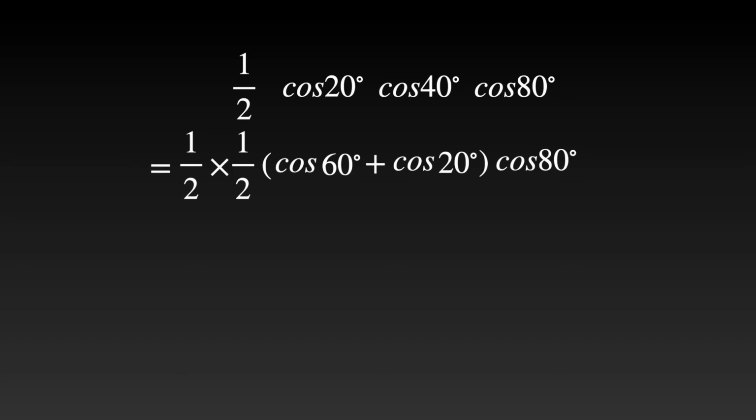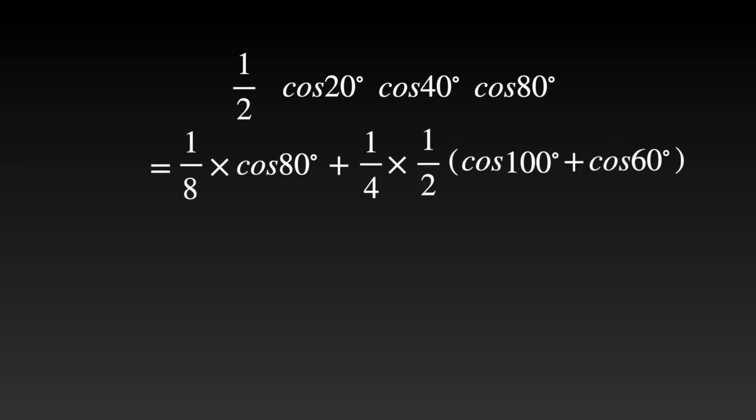And again, cosine of 60 degrees equals 1/2, and substitute 1/2 for cosine of 60 degrees. We will have 1 over 8 times cosine of 80 degrees plus 1/4 times cosine of 20 degrees times cosine of 80 degrees. The second item of the expression can be written as 1/2 times cosine of 100 degrees plus cosine of 60 degrees by using the formula as mentioned just now.